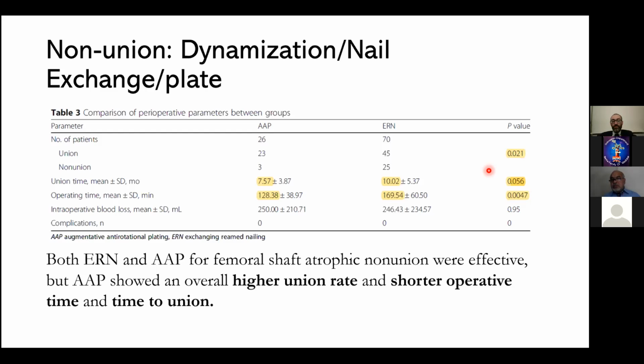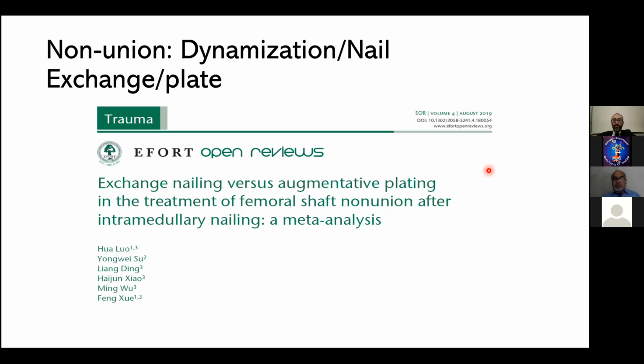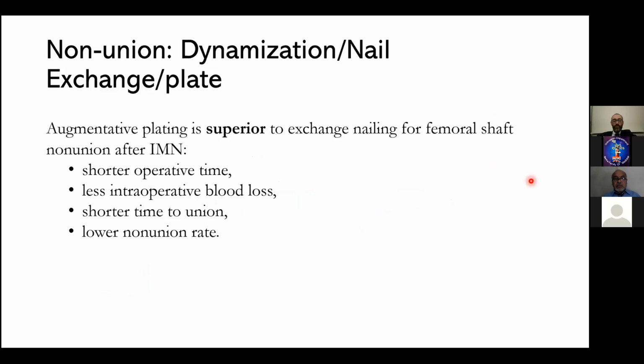All these patients united. So a last bit of evidence in favor of augmented plate, and this is from the EFORT Open Reviews. Very recently, in 2019, about a year ago, they concluded from this meta-analysis of 48 studies, 3 studies were eligible with a total number of 230 patients. What did they find? They found that augmentation plate is superior to exchange nail. Why is that? Shorter operative time, less blood loss, shorter time to union, and a better chance to unite.